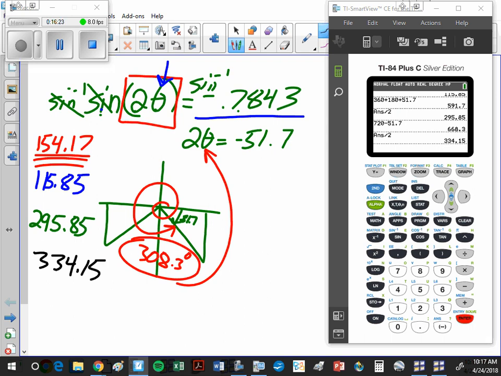No, it's not going to work, but I'm going to show you anyway that it won't. So the next one would be 2 full rotations and an extra 180 and an extra 51.7. So 720 plus 180 plus 51.7. That angle lands in quadrant 3, but when I cut it in half, it does not fit in one rotation. Now, somebody check the back of the book. Are those the 4 answers? Yeah? Okay, good.